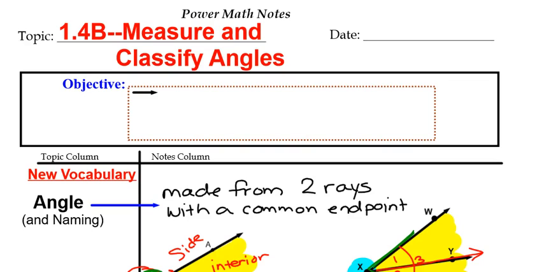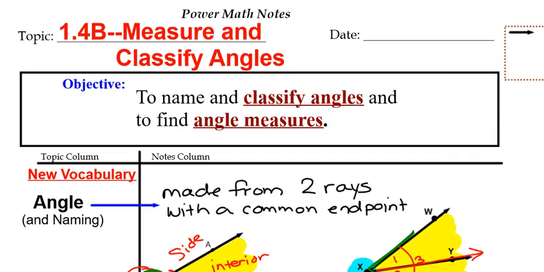All right, let's work on the practice problems from 1.4b, measure and classify angles. Remember, just to remind you about what we're talking about here, we are talking about how to name and classify angles and find their angle measures. So we're going to do both of these things in this lesson. It does have 3 pages, so we will go through everything.